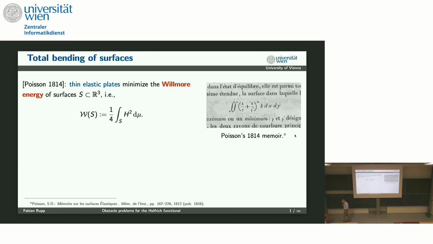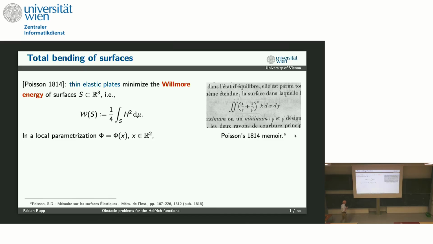So already 200 years ago in the memoirs of Poisson appeared this energy here on the right, which now in modern language can be written as the Willmore energy, which up to this factor of 1/4 is just the squared L2 norm of the mean curvature vector of a surface S that, for the purpose of this talk, sits in R3. And Poisson proposed this as a model to describe the shape of thin plates. And in particular, if you take some boundary conditions here, trivial minimizers are minimal surfaces in this class, so if the mean curvature is equal to 0.